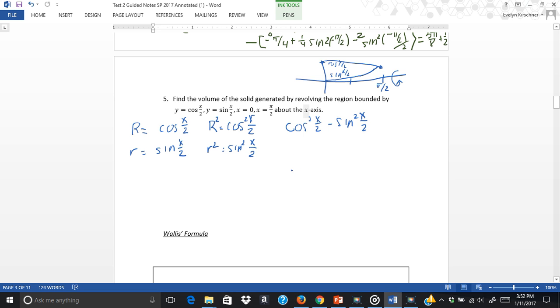I'm going to have to use the double angle rule. So if theta is x over 2, then 2 theta is x. So cosine squared is the same as 1 plus cosine of 2 theta, or x, over 2. And sine squared is 1 minus cosine of x over 2. If I combine these, the 1/2s go away, and what I really have is the volume is pi times the integral from 0 to pi over 2 of cosine x over 2 plus cosine x over 2, which is just plain old cosine x.